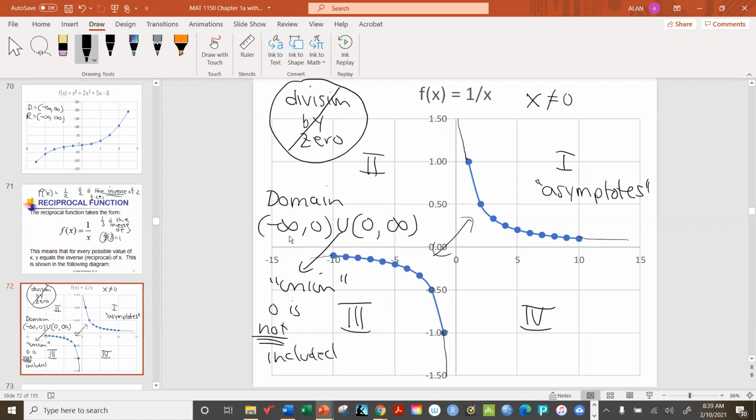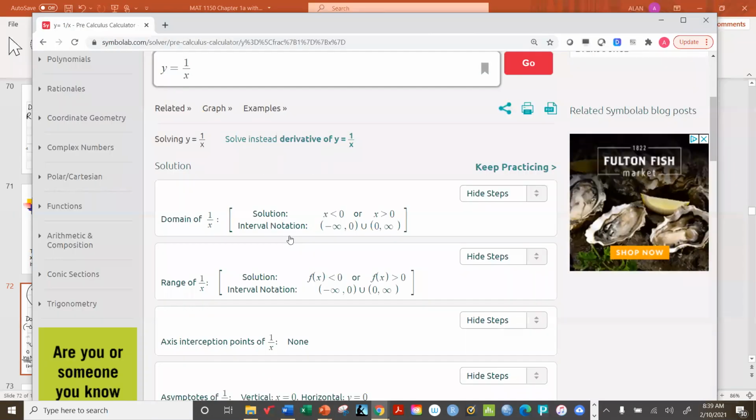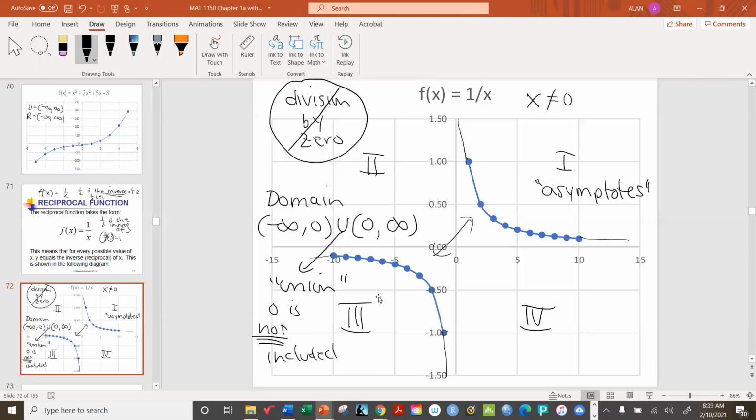On the other hand, for the range, the only value that is never going to come out of this is 0. Y will never be 0 in this case. And it's the same thing. You can see here the domain and the range are the same. 0 cannot go into this function, and it cannot come out of it. So the range is also negative infinity up to 0 union 0 up to positive infinity.